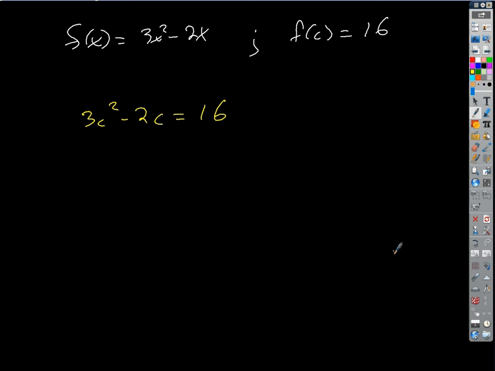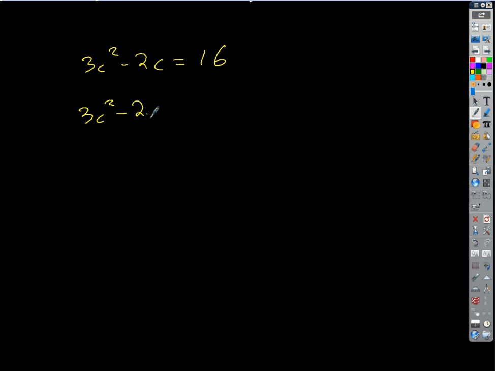If I could factor, but what do I have to do probably first? Put the 16 on the other side. Okay, I gotta put it in standard form, right? So I'm gonna get 3c squared minus 2c minus 16 equals 0. Is that gonna factor? Actually, it will, won't it? Yeah. 6 and 8. Negative 48, yeah, it's gonna factor, isn't it?